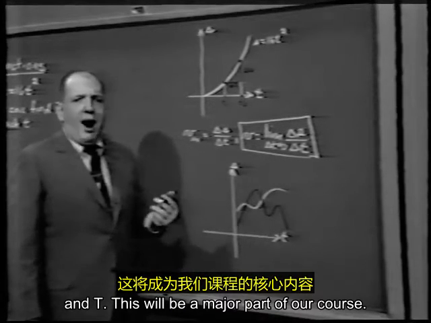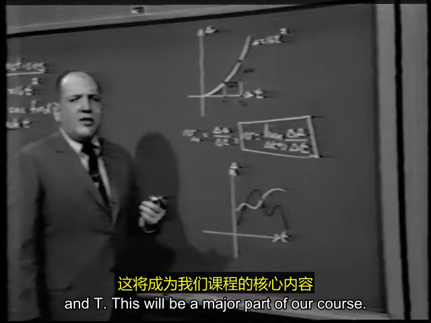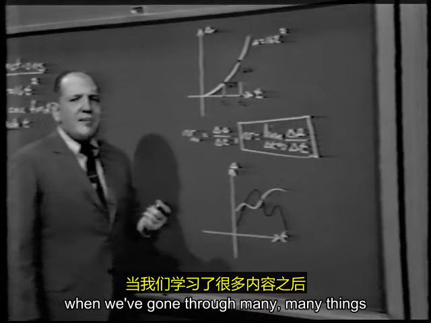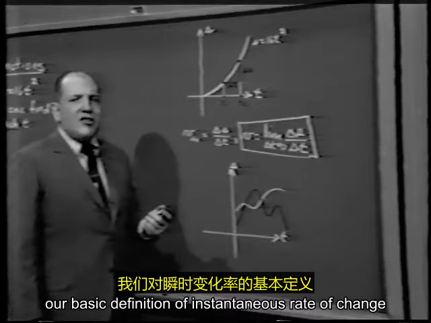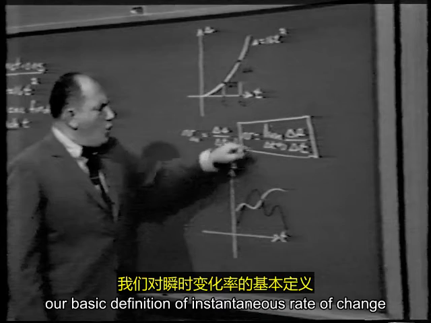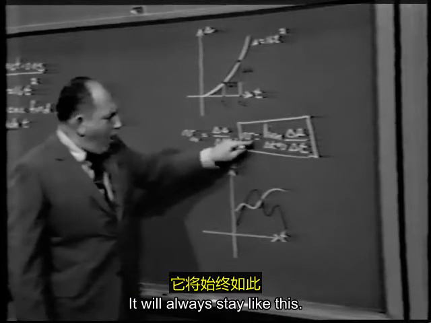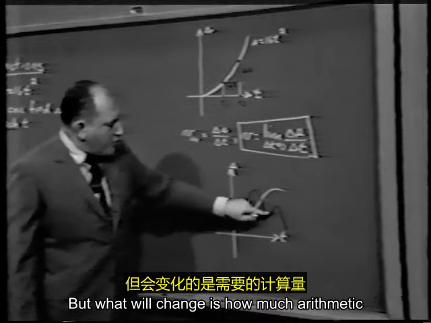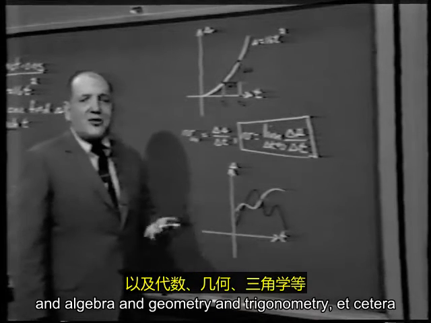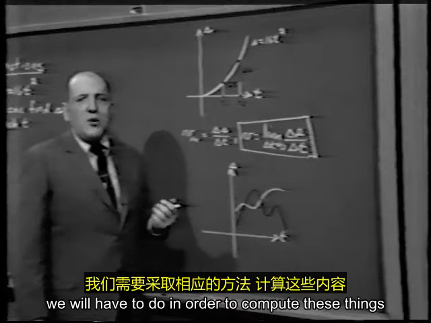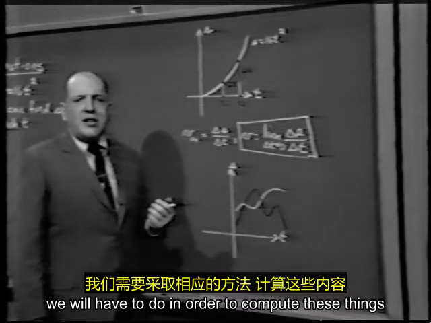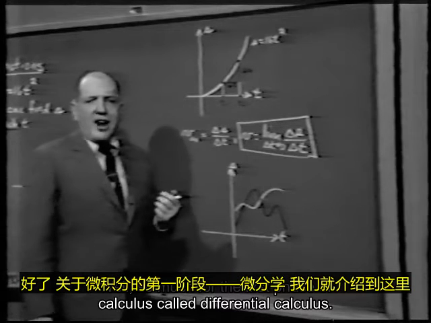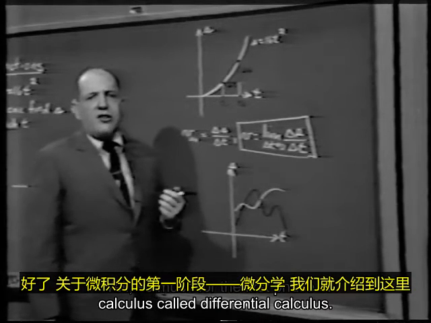This will be a major part of our course. The strange thing being that even at the very end of our course, when we've gone through many, many things, our basic definition of instantaneous rate of change will have never changed from this. It will always stay like this. But what will change is how much arithmetic and algebra and geometry and trigonometry, etc., we will have to do in order to compute these things from a numerical point of view. Well, so much for the first phase of calculus called differential calculus.